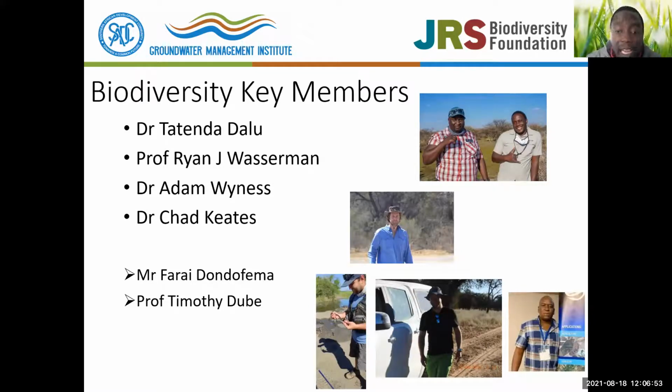And then we have Farai and Timothy. These are the GIS guys who play an important role in the spatial analysis of the distribution of the different taxa that we will identify across the Khakhea Bray transboundary systems. They will help with the production of the distribution maps for the key species.